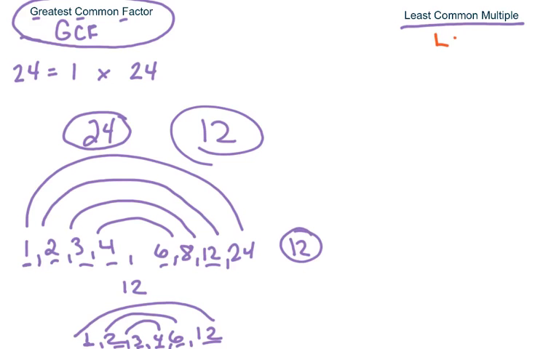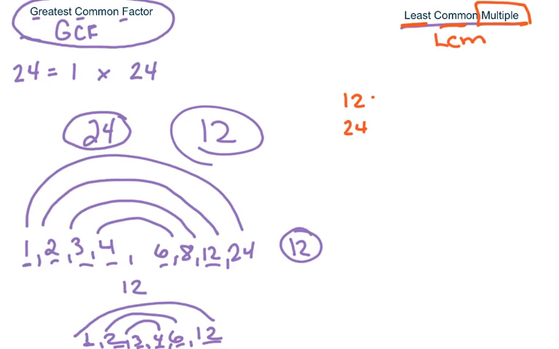Least common multiple, or maybe what you heard of LCM, or maybe when you're dealing with fractions, least common denominator. When we look at that word multiple, to get a multiple, we have to multiply. So let's say, for example, I want the least, meaning the smallest common multiple of those same numbers, 12 and 24.